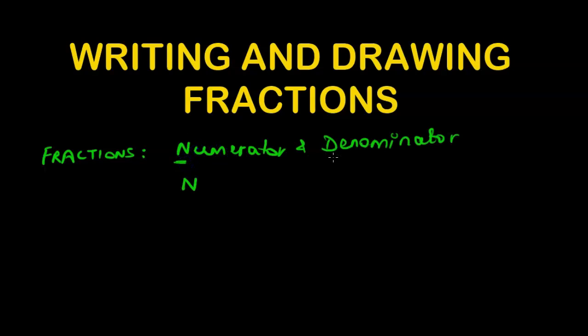In this video, we would understand how to write and draw fractions. Let's first understand what fractions are. Fractions are numbers that are written in the form of numerator and denominator. Numerator is represented as n, denominator is represented as d. We write the numerator on top and the denominator at the bottom. So n over d will give you a fraction.